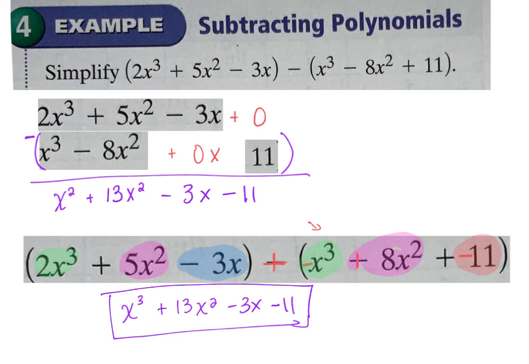Just be really careful with your positives and negatives. Like I would almost change all of them to adding the opposite when you do this so that you don't confuse your positives and negatives. So go ahead and try check understanding 4. And then we're going to do some multiplication.